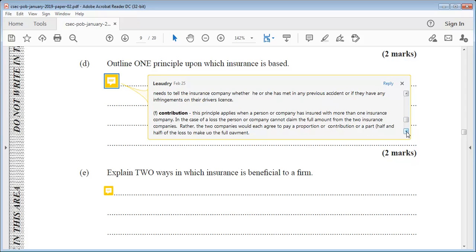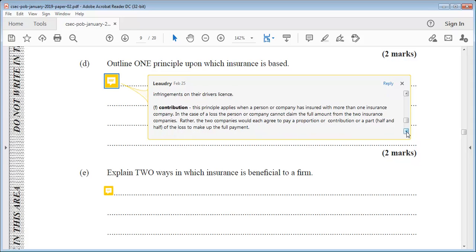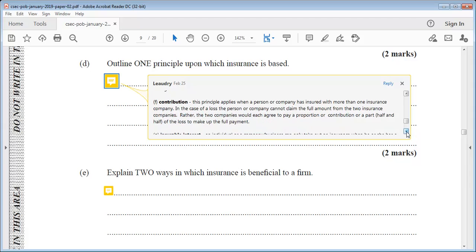What about contribution? This principle applies when a person or company has insured with more than one insurance company. So in the case of a loss, the person or company cannot claim the full amount from the two insurance companies. Rather, the two insurance companies would each agree to pay a proportion or a contribution, they would pay half and half to cover the loss in order to make full payment to the insured person.